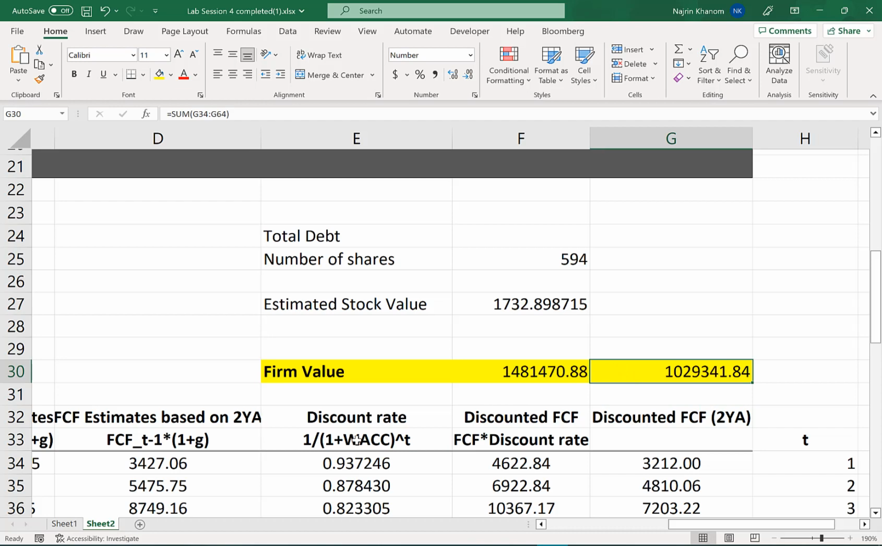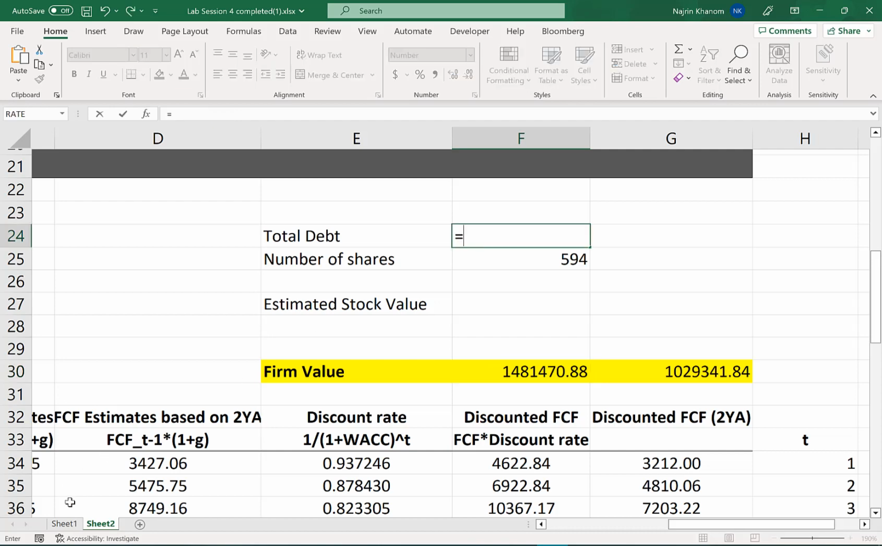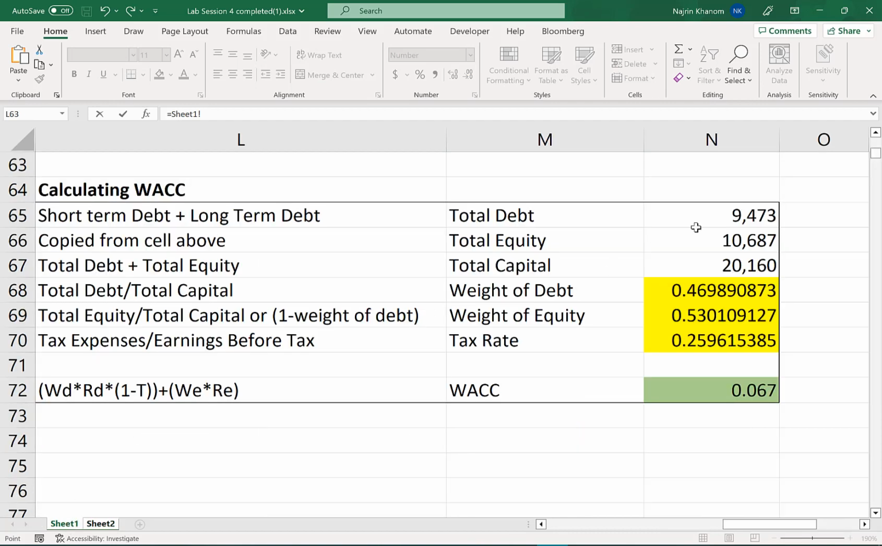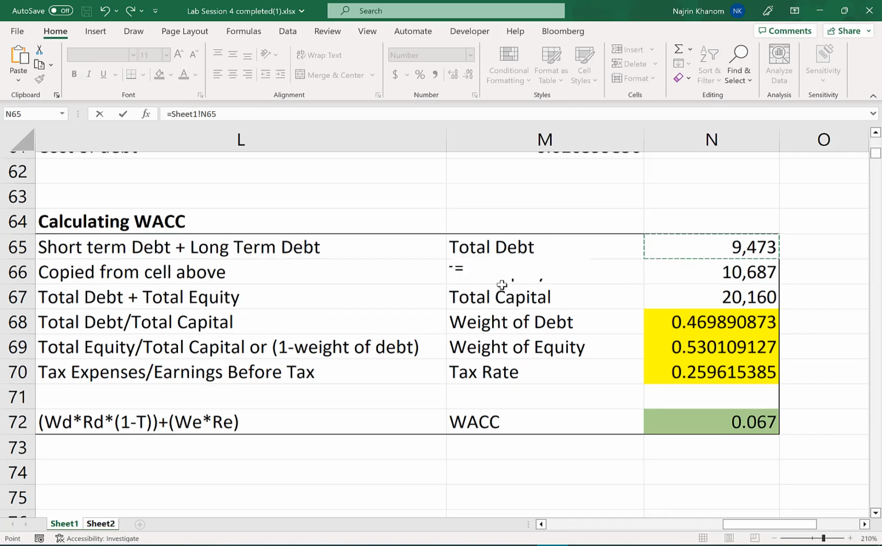Now to find the value for the stock, let me delete this because I want to work with you for the estimated stock value. We need the total debt, because once we know the total debt, we have the firm's value. If we deduct the total debt, what is left is total equity. That's our estimation of total equity, what belongs to the shareholders. So let's get the number for total debt, 9473. This is short-term debt plus long-term debt.